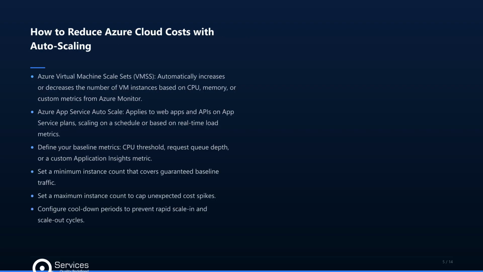How to reduce Azure cloud costs with autoscaling. Azure autoscaling adjusts compute capacity up or down based on actual demand, so you stop paying for resources that sit idle during low traffic periods. For variable workloads, autoscaling is one of the most effective ways to reduce Azure cloud costs without changing anything about your application code. Azure offers two primary autoscaling options for SMBs.